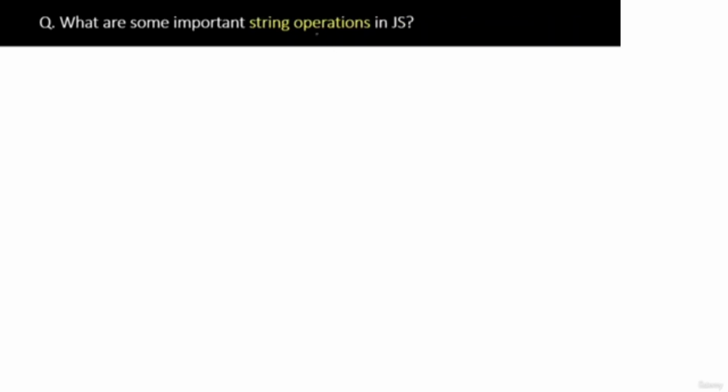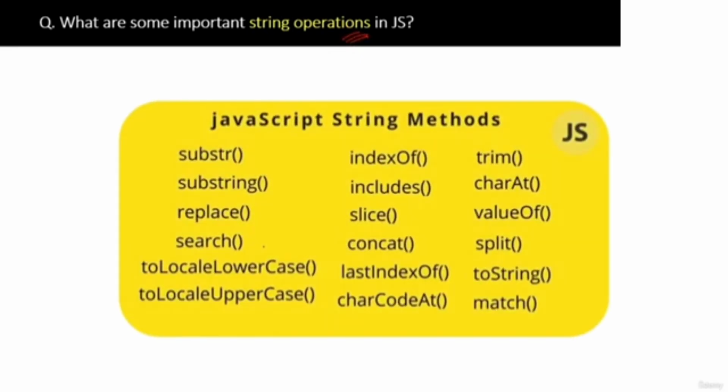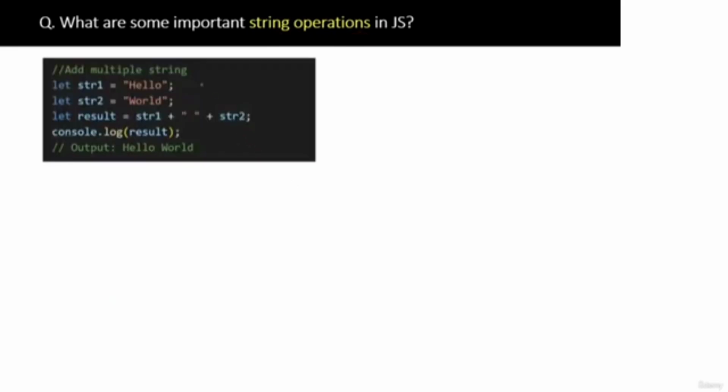What are some important string operations in JavaScript? As you can see, there are some functions provided by JavaScript for doing string manipulations. Now I will explain the code for some of them. The first one is adding multiple strings by using the plus symbol like this. It will concatenate both the strings.